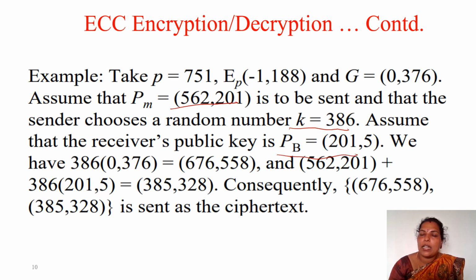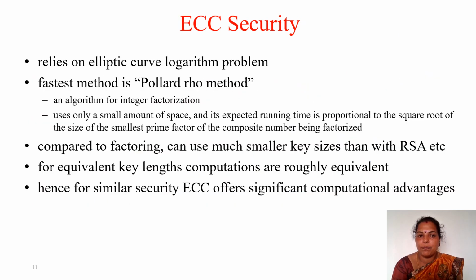Then we have the formula we saw earlier. If we substitute those values, finally we get the ciphertext. Consequently, these two values, 676, 558 and 385, 328, are sent as the ciphertext. If you want to perform the decryption process with the help of the ciphertext, you apply the decryption equation, and you will get the plain text. Whatever plain text PM equal to 562, 201, we will get as plain text.